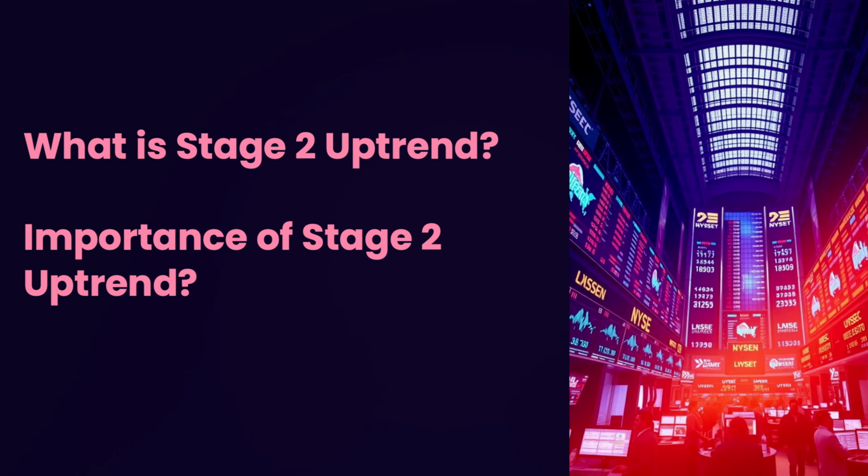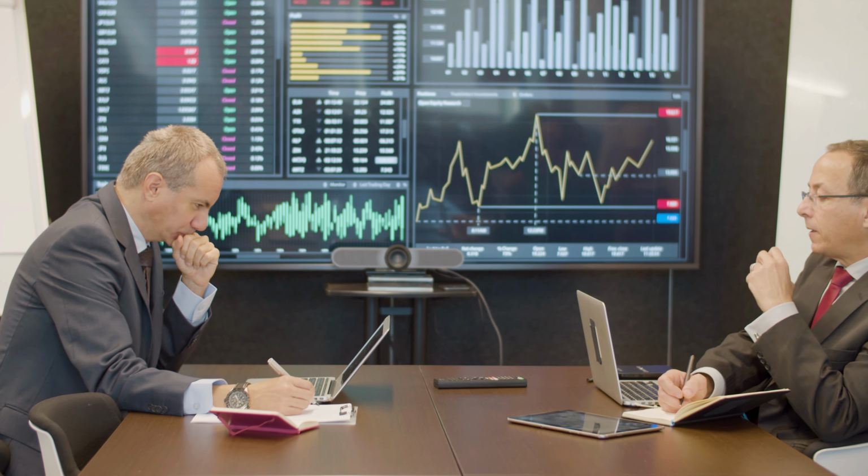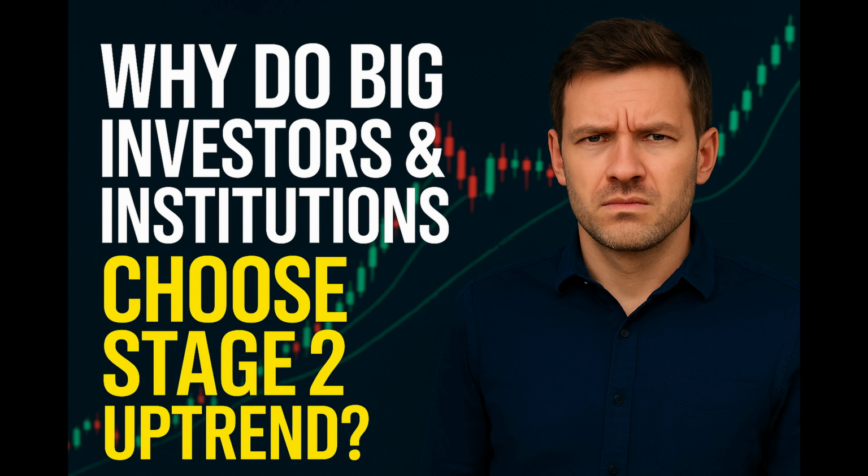Before we dive into the details, let's first understand why it is important. Stage 2 uptrend is a phase where big investors and institutions usually start investing in a stock. But why do they choose this stage? For that, let's first understand what stage 2 really means.